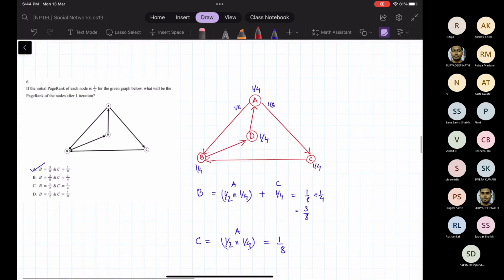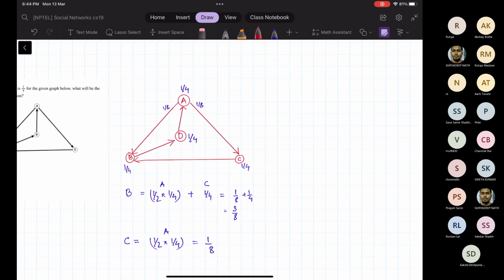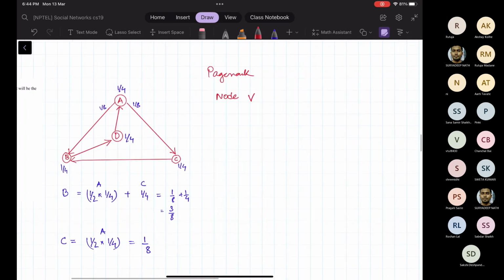So how do you calculate page rank? What it does is you take any node, let's say you call that node v. It equally distributes its existing page rank to its neighbors.